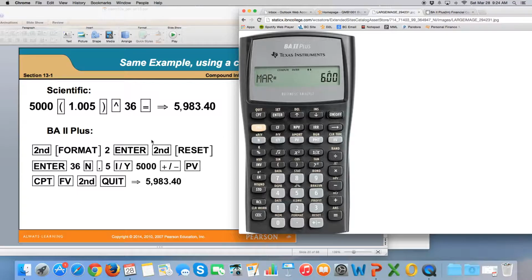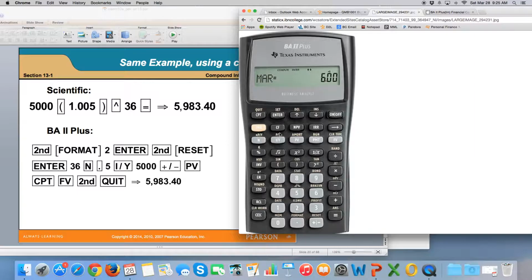The nice thing about this finance calculator is that you can put things in any order, as long as you're telling it what to compute and you give it enough things to compute. The most important parts are the N: you put in 36 N, 0.5 I/Y, 5,000 and then the minus, because it is money out on your end, which is the present value, and then you go to compute, which is this one, and FV. By saying compute FV, you're telling the calculator, since I'm giving you this and this and this, I want you to tell me what this is.